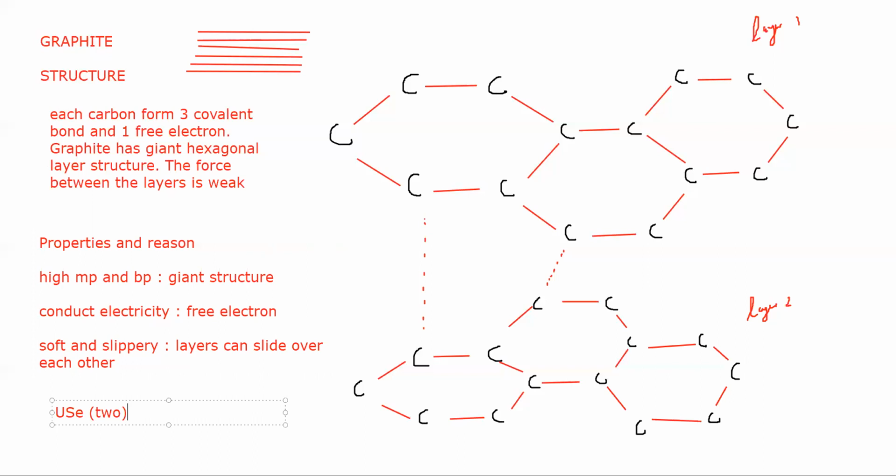So each carbon will form 3 covalent bonds, and 1 free electron. The graphite has a giant hexagonal layer structure. The force between the layers is weak, and the properties and reason: high melting and boiling point because of giant structure. It can conduct electricity because of free electron, and it is soft and slippery because the layers can slide over each other.